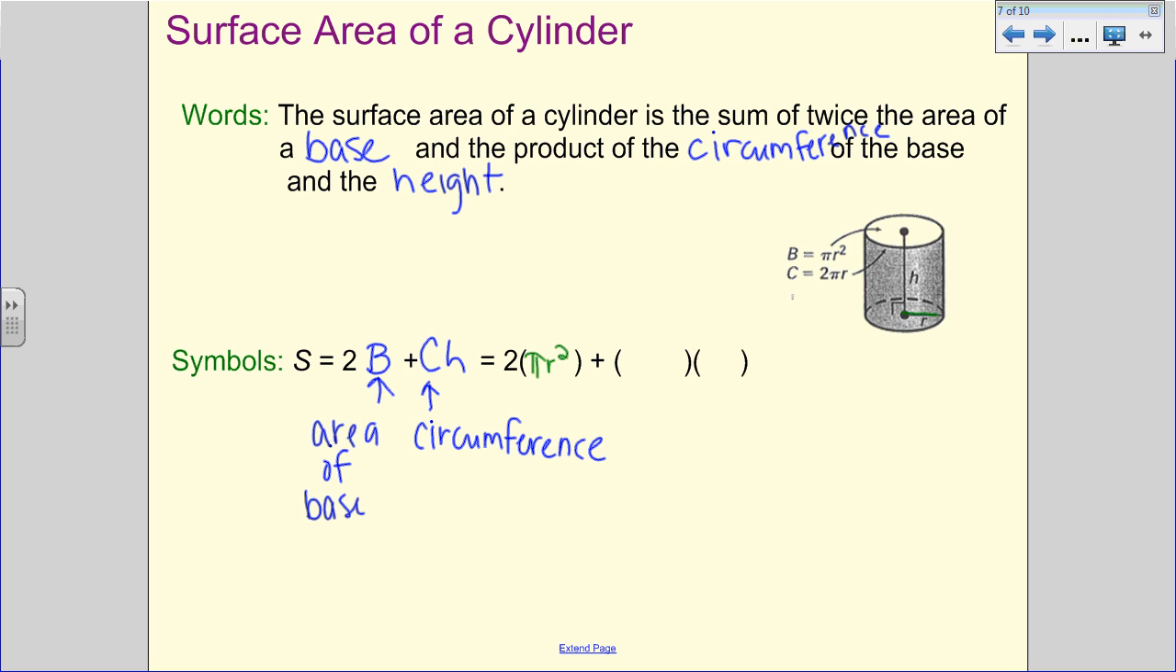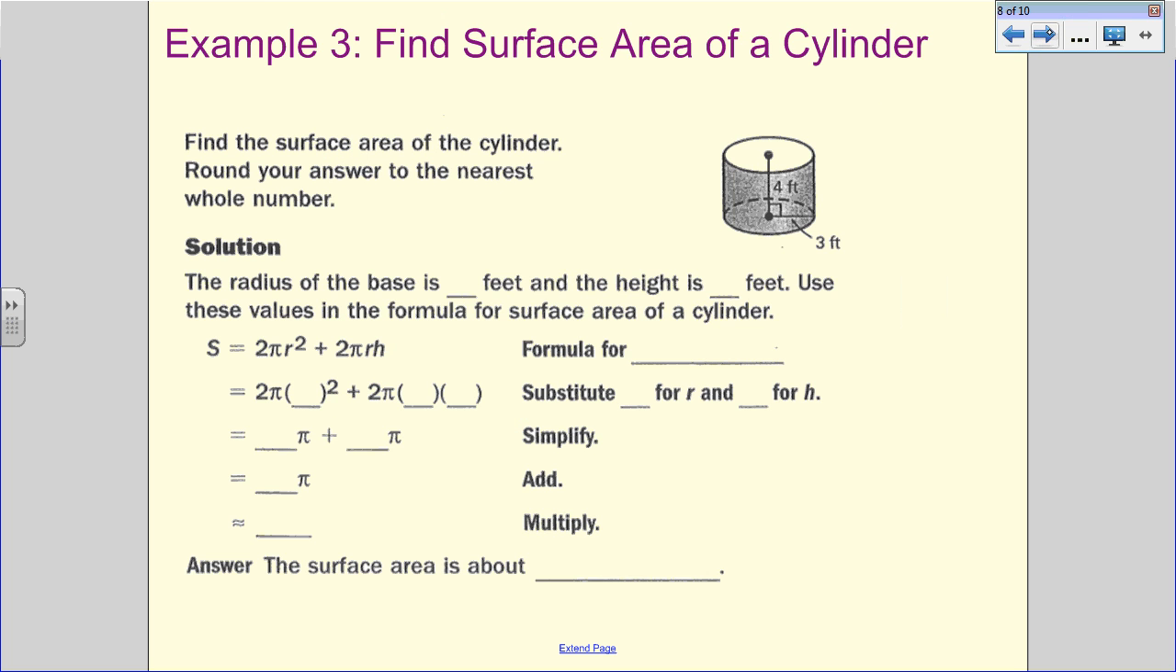Plus circumference. Remember, circumference is 2 pi r. So we're going to do 2 times pi times radius times the height, that vertical segment there. All right, so let's take a look at an example. It says to round our answer to the nearest whole number, but we're going to do the nearest tenth here. Let's go out at least a couple decimal places.